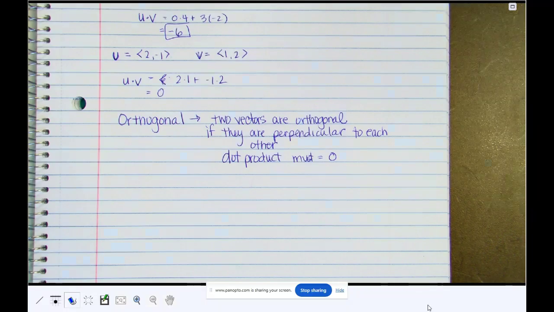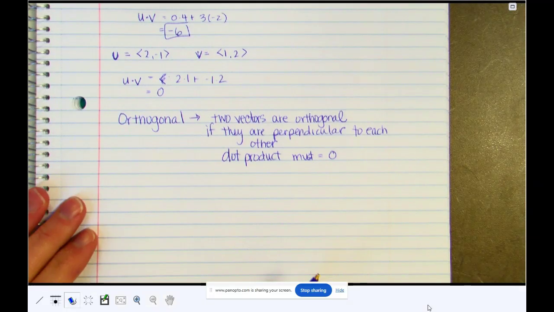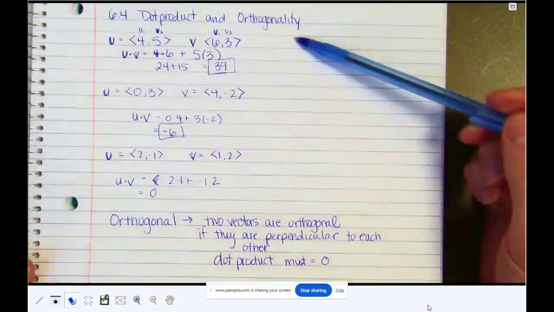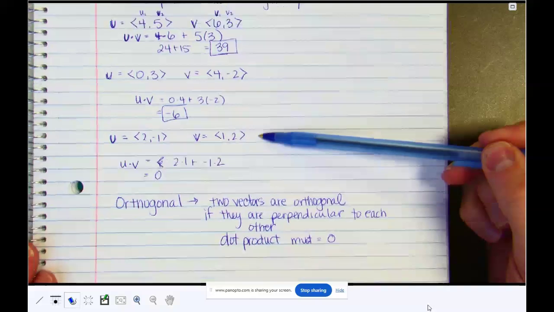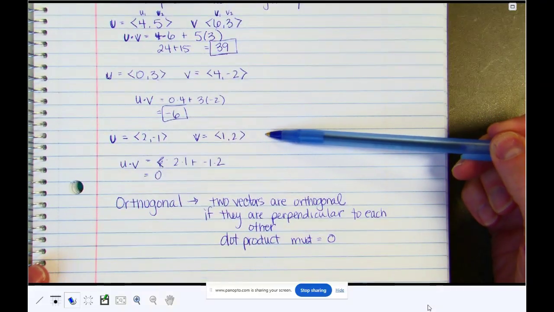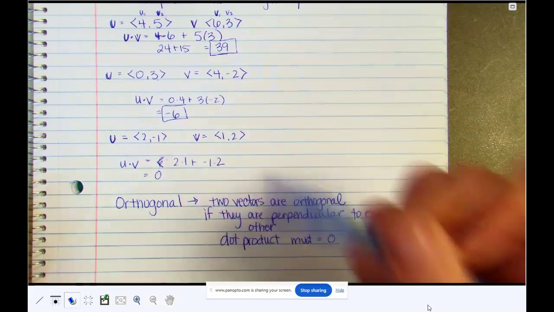So on your homework, it will say, hey, are these two vectors orthogonal? Find their dot product. If it's 0, they are. If it's not 0, they're not. So if you look up here, these two vectors in our example are orthogonal because their dot product was 0.